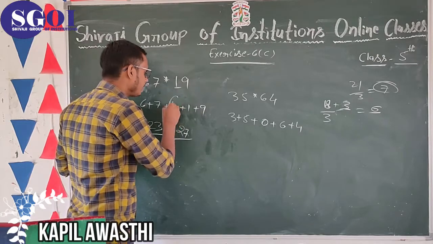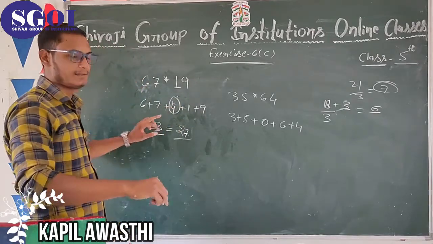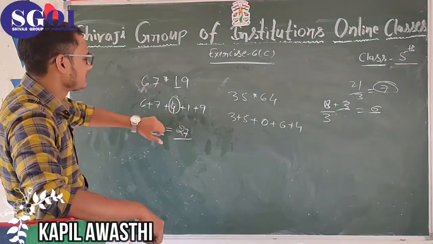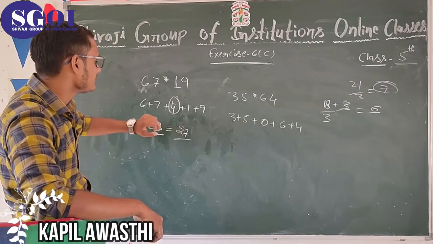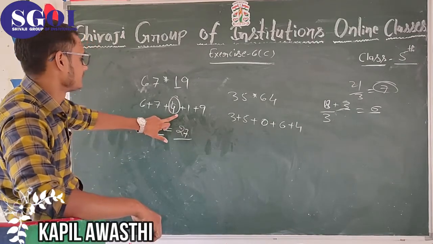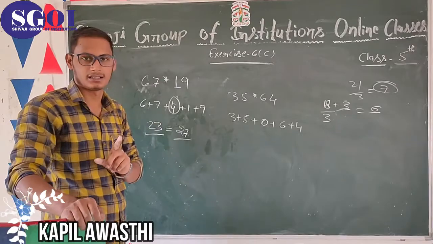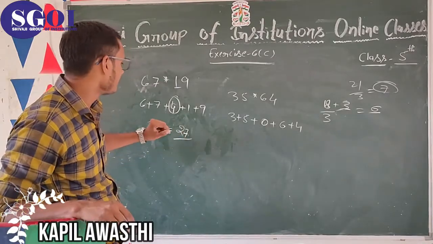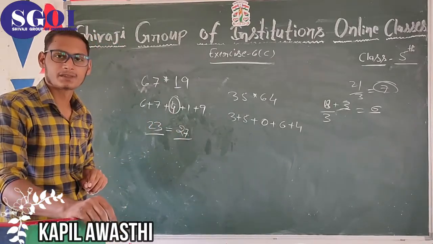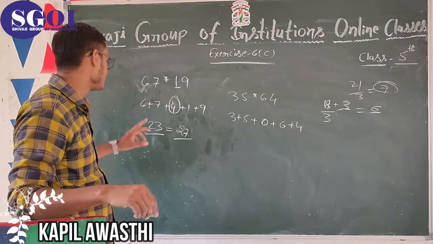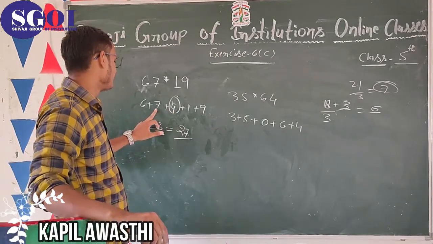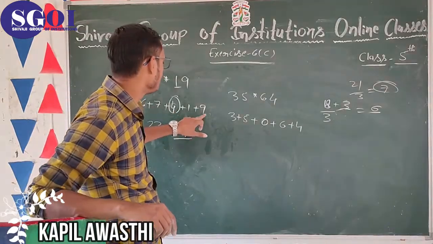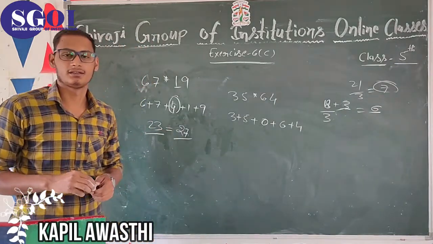If we add 4 in the place of star, this number is divisible by 9. The 4 is the smallest number which we can put in the place of star, so the number is divisible by 9. Okay, understood? 6 plus 4 is 10, plus 7 is 17, plus 1 is 18, plus 9 is 27. Understood?